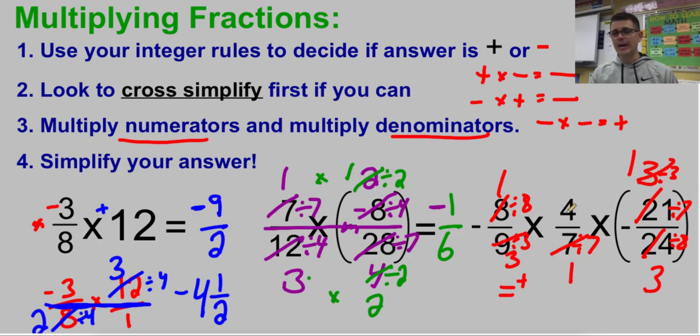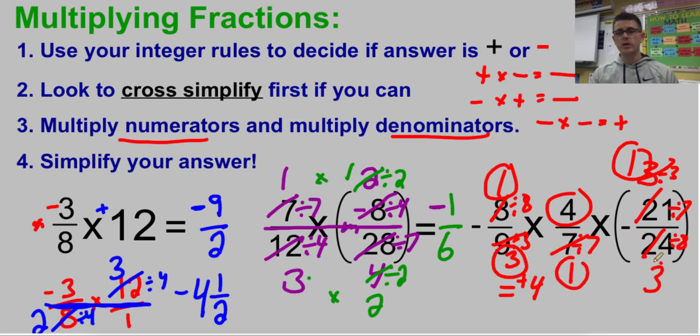My 4 up here, I can't divide with anything else, so it's going to stay there. And I've got a couple of 3's down here. But when I'm done, I just multiply. 1 times 4 times 1 is 4. 3 times 1 times 3 is 9. So I get an answer of 4/9. So it's really just a fraction multiplication problem. And now we just throw in that sign with our integer rules.